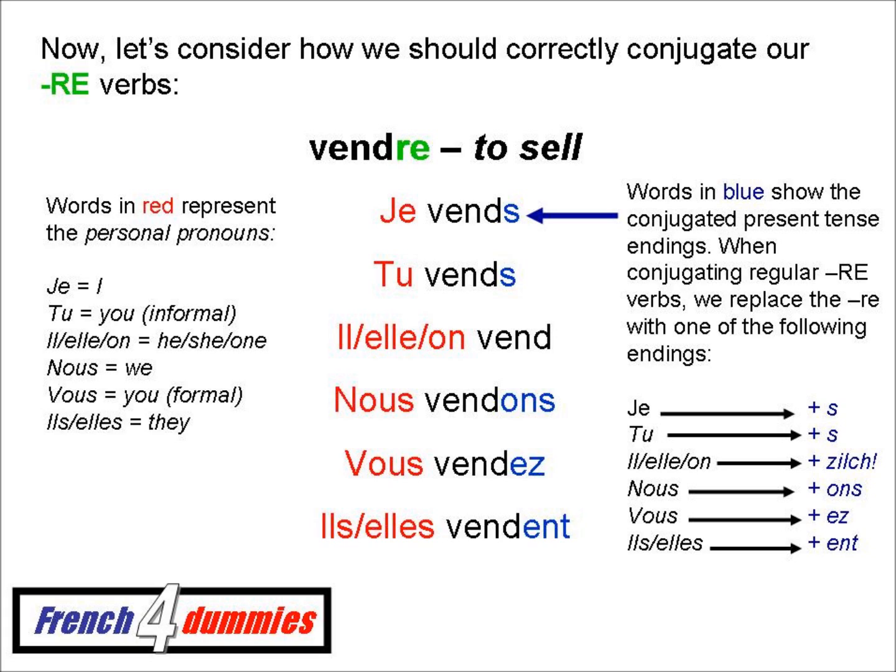As you know, the words in red represent the personal pronouns, and the words in blue represent the conjugated present tense endings. When conjugating regular RE verbs, we replace the RE with one of the following endings. Je with S, tu, S, il, elle or on with nothing at all, nous, ONS, vous, EZ, and ils or elles is ENT.